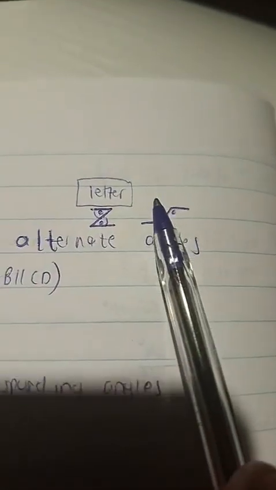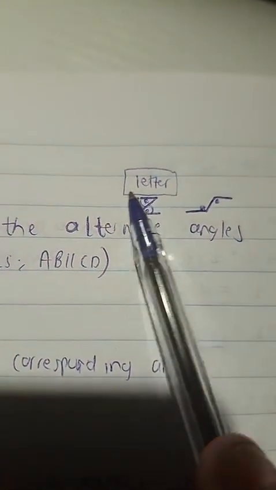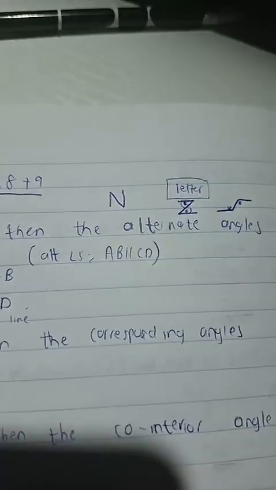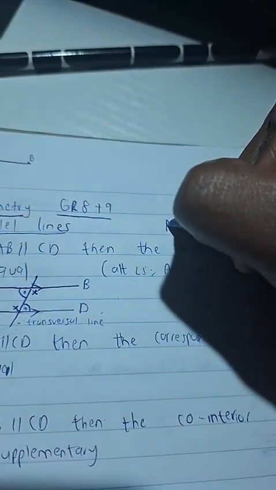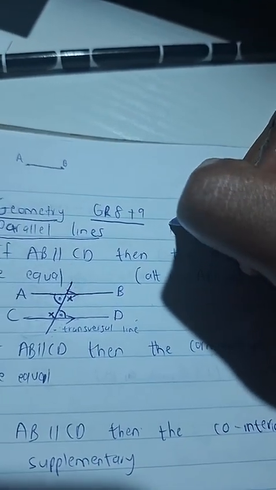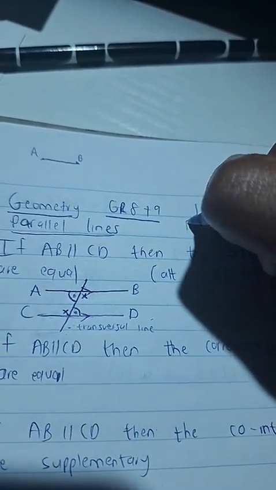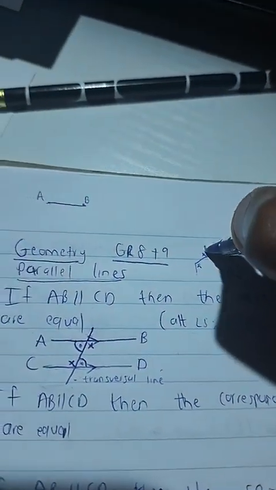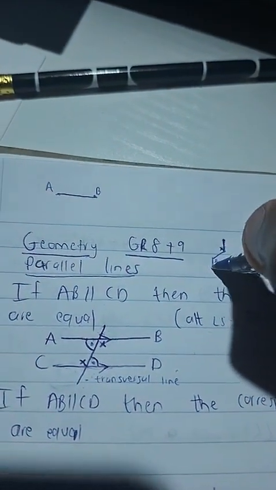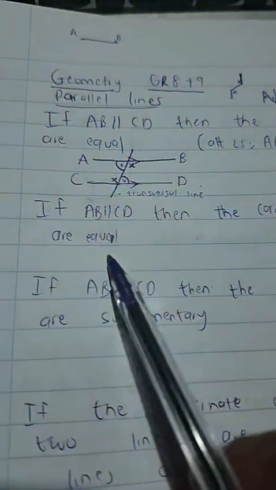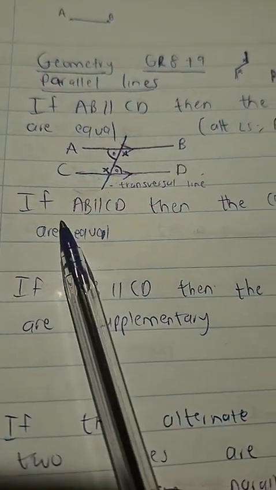So like I said, when you think of alternate angles, you must think of the Z shape, or you could say the N shape, because it would mean this angle and that angle, or it could mean that angle and that angle. I hope we are together where that is concerned. Let's look at the next statement.